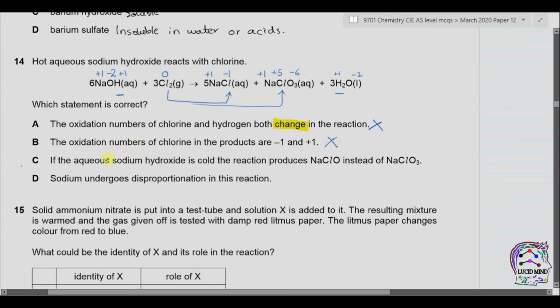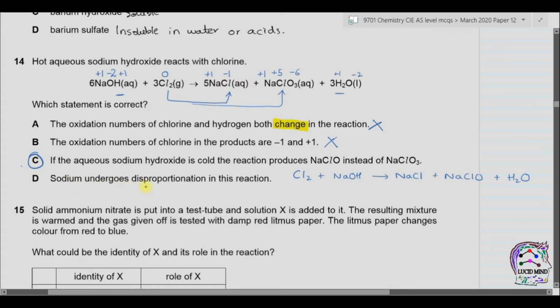C: if the aqueous sodium hydroxide is cold, the reaction produces NaClO instead of NaClO3. Yes, this is correct because chlorine, when it reacts with cold sodium hydroxide, produces sodium chloride along with NaClO and H2O. So C is correct.